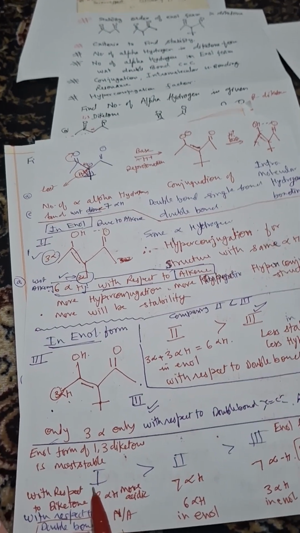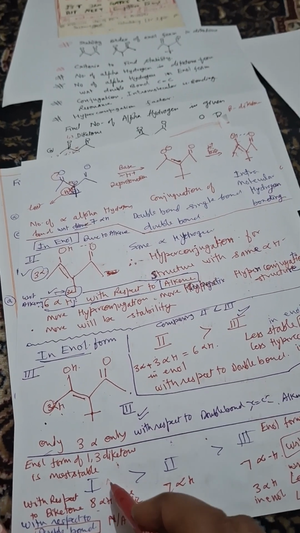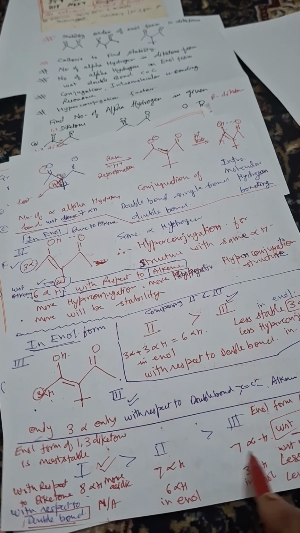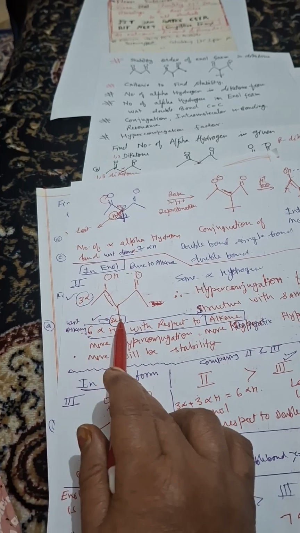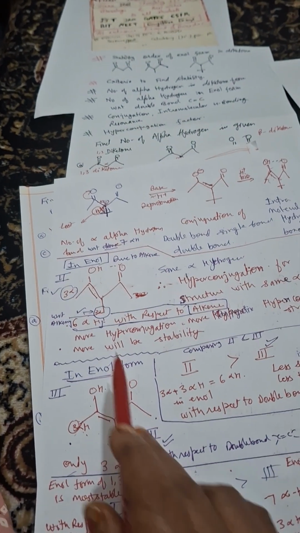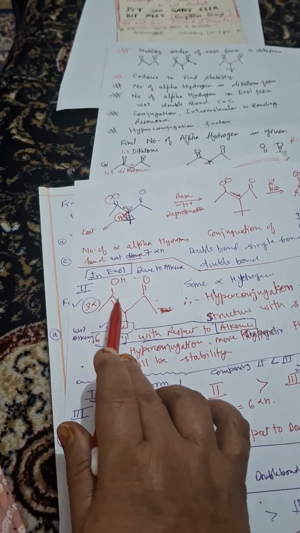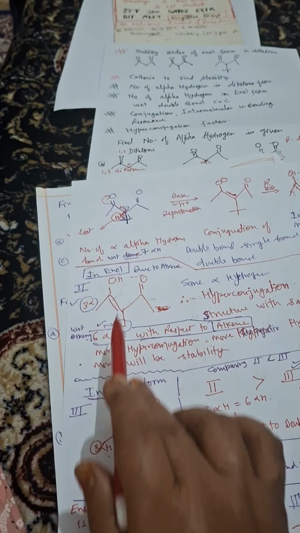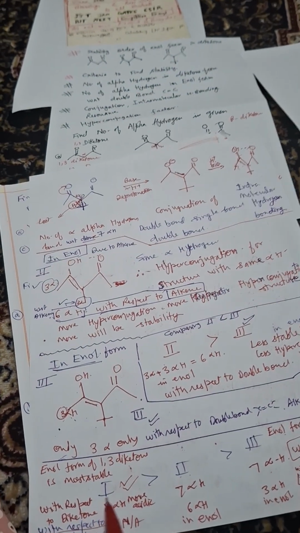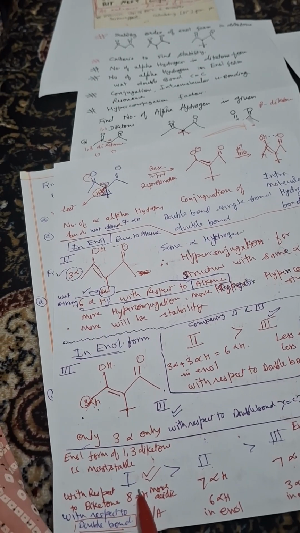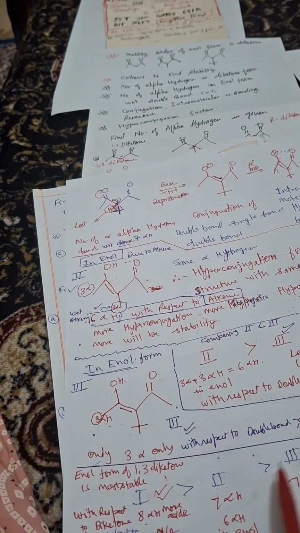So the order will be 1 > 2 > 3. For 1, we have seen 8 alpha hydrogens in the diketone, that's it. And here 7 alpha hydrogens, so we look at the enolic form. Here the hyperconjugating structures are 3 plus 3, 6. Here only 3. The more the hyperconjugating structures, the more the stability. So the second structure is more stable than the third enolic form. So first is the most stable enolic form, then second and third, and the second is more stable than the third.